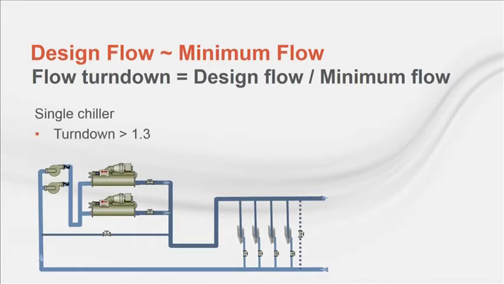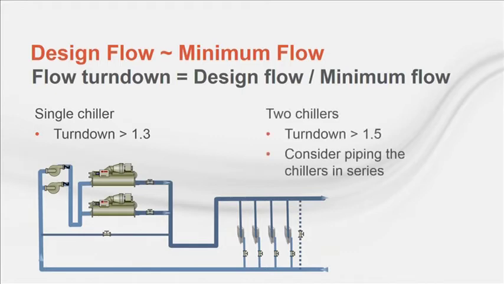For a single chiller, the turndown ratio should be above 1.3, or it's probably not a good VPF candidate. And with 2 chillers, we'd put that number at 1.5 or higher. First, because the flow can't decrease very far, pump energy savings are low. And second, the bypass valve has to open during chiller transitions.